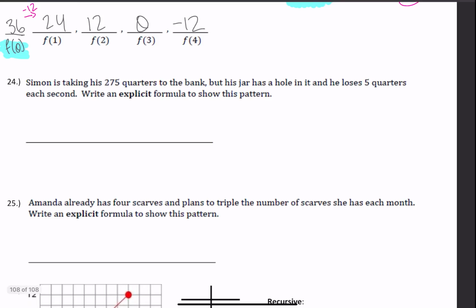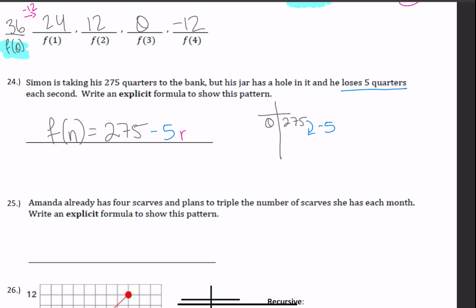24. Simon is taking his 275 quarters to the bank, but his jar has a hole in it and he loses 5 quarters each second. Write an explicit formula to show this pattern. Well, if he has 275 quarters, no time has passed. He hasn't lost any of his quarters, so that's going to be times 0. However, every second he loses 5 quarters, so we're going to subtract 5. And this is all the information we need to figure out our explicit. So we know 275, we know we are subtracting by 5, and then we're going to have a regular sized n because we start at 0.